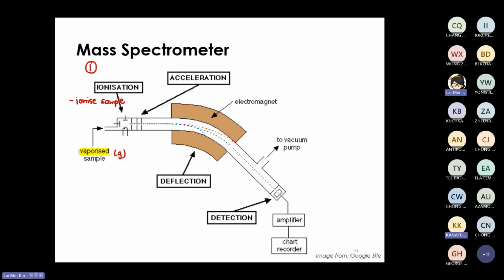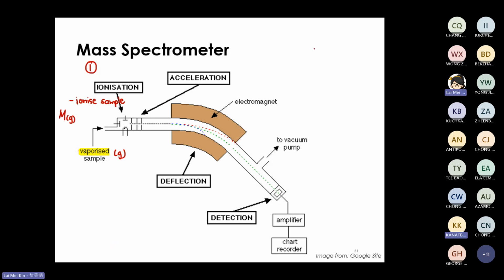All right, so this gaseous sample goes into my mass spectrometer and comes into the first stage, which is ionization. Ionization means I ionize a sample. Okay, the equation for this: I have, for example, a sample in a gaseous state.